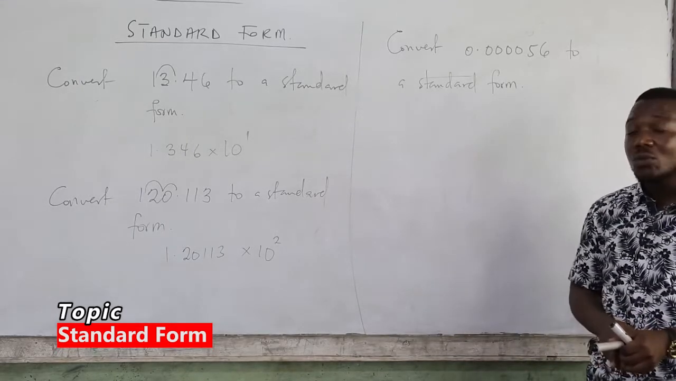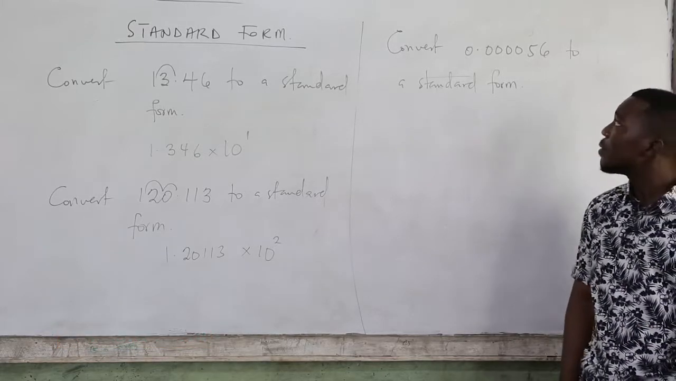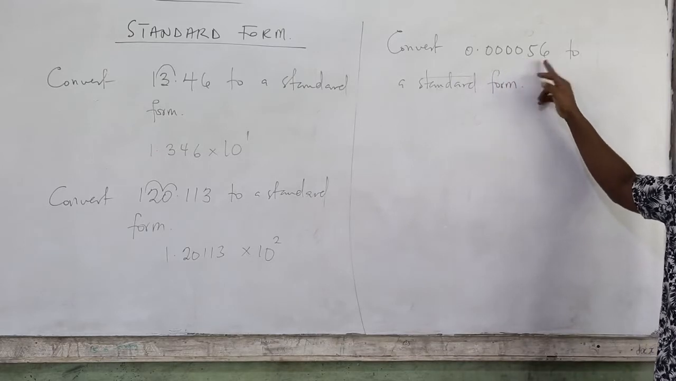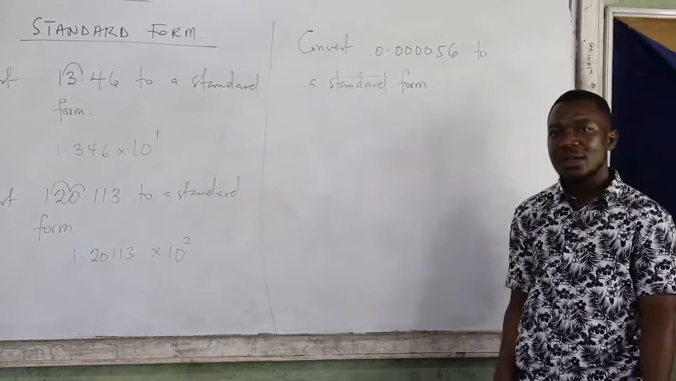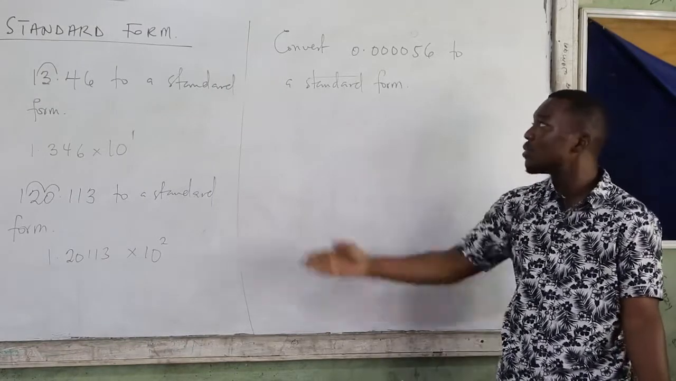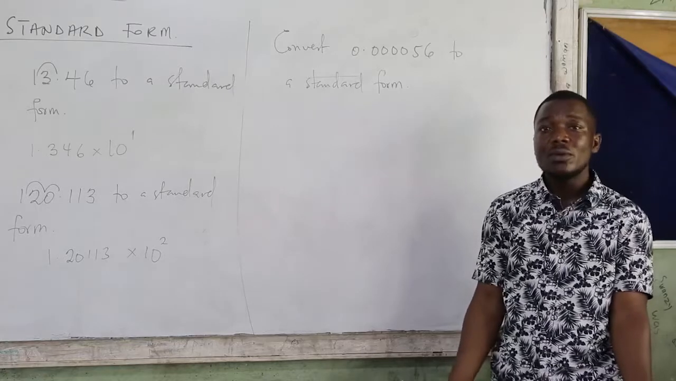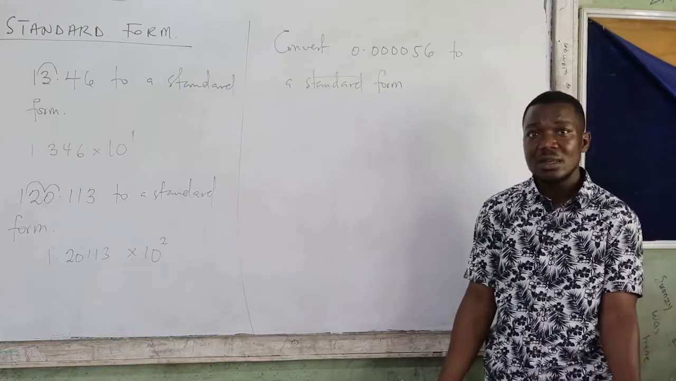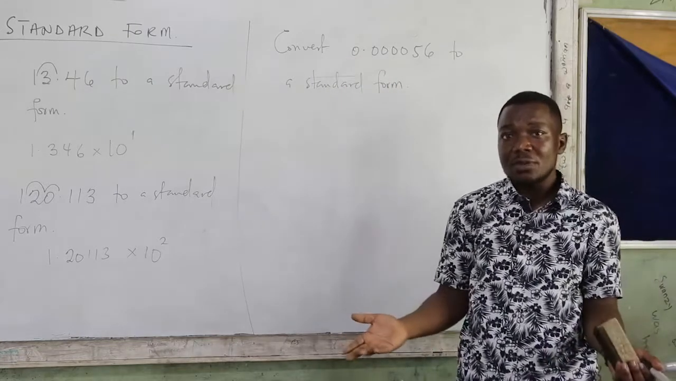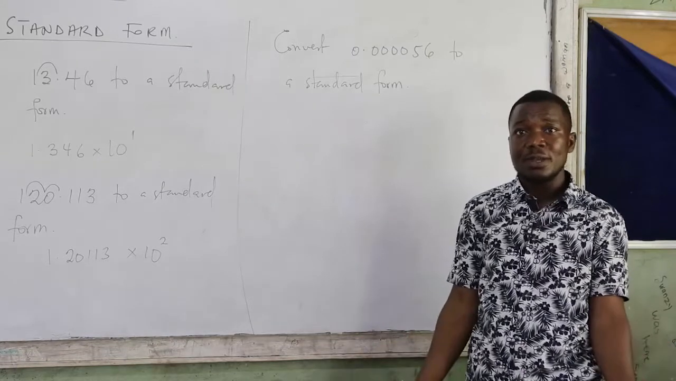Here we come in with working on these. Now, convert 0.000056 to a standard form. This figure is very small. 0.0 is not even closer to 0.1. So it means it's very close to 0. But we can write it in index notation. But once the figure starts with 0 points, definitely we know that the 10 raised to the power is going to be negative. And the negative is going to describe how small the figure is.